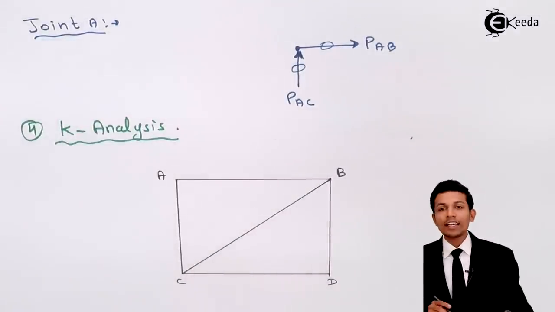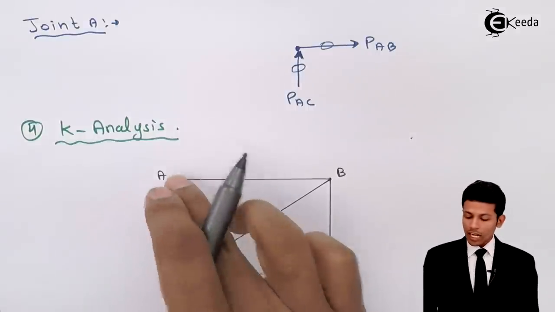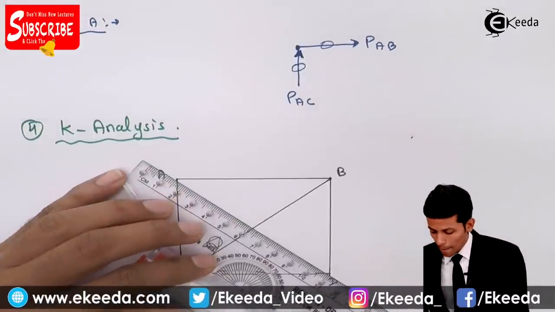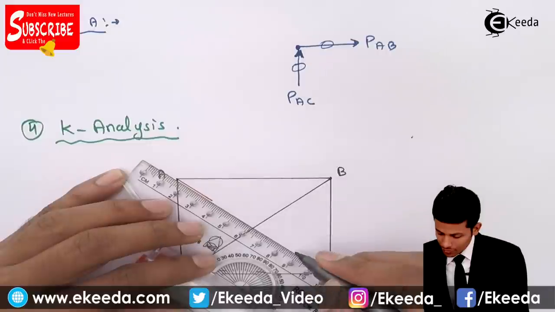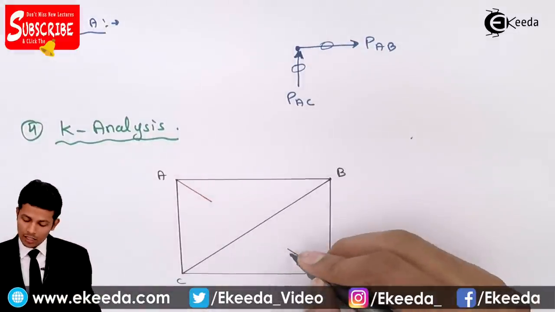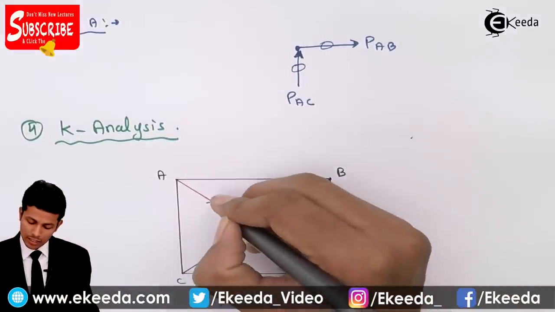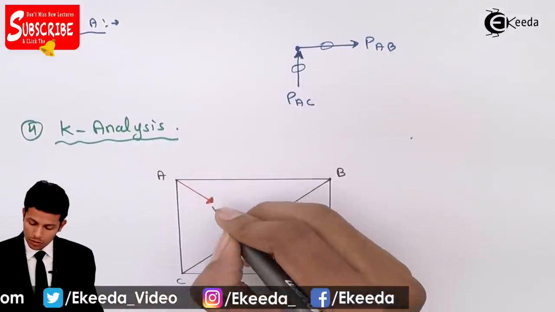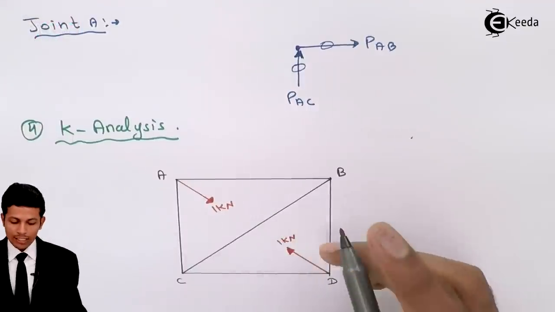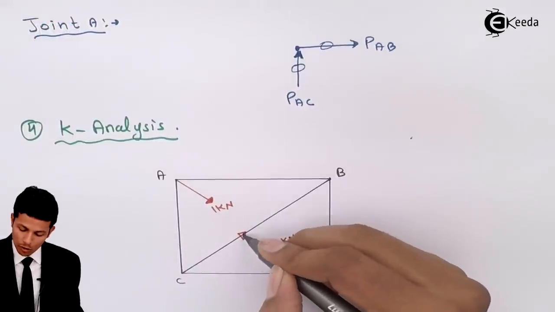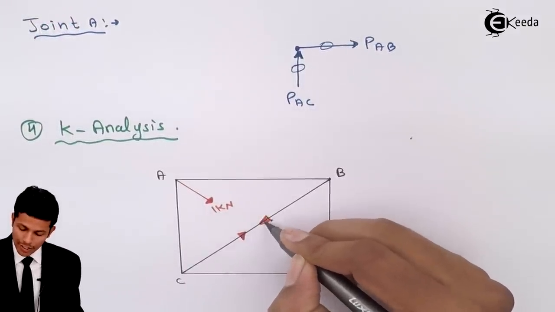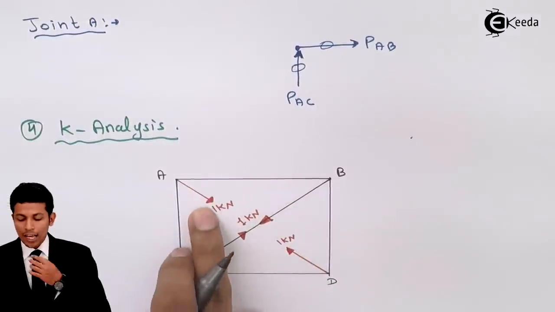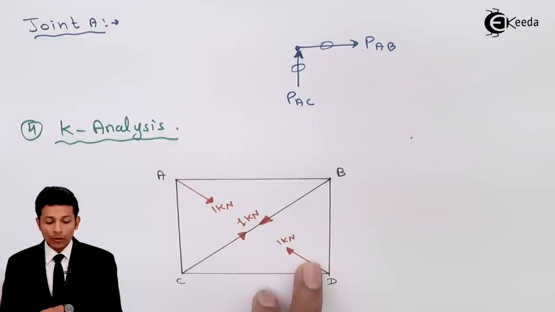Now friends, see, in K analysis what you have to do, since we are removing this AD part, you have to apply AD like this. Always take this direction, this direction is always correct. Okay, now this will be 1 kN, this is also 1 kN. Since two arrows are kissing each other, means tension, so you will apply tension over here also. Always friends, we are removing this part, so we will apply 1 kN like this.